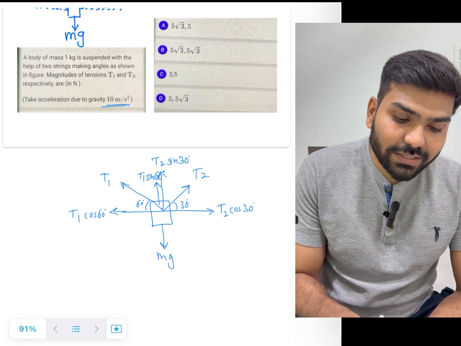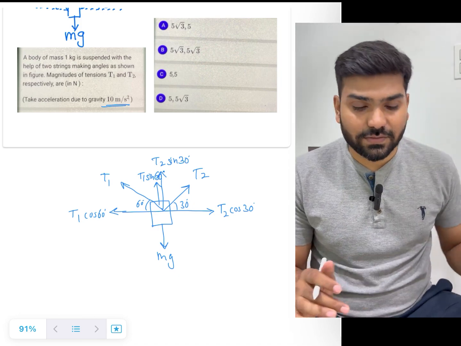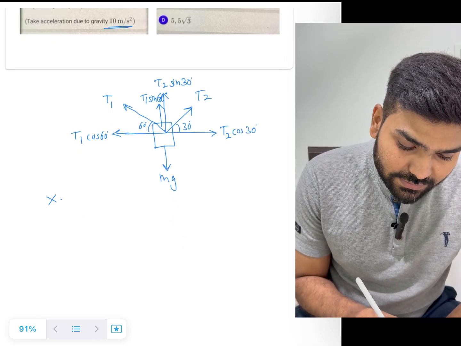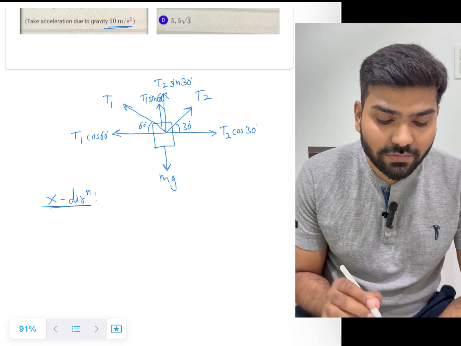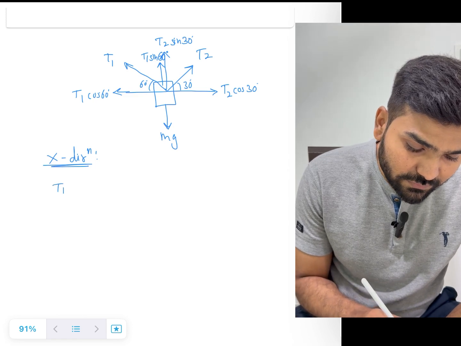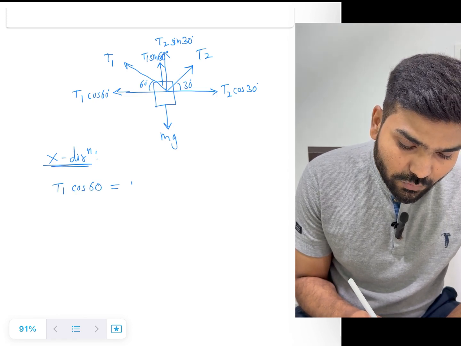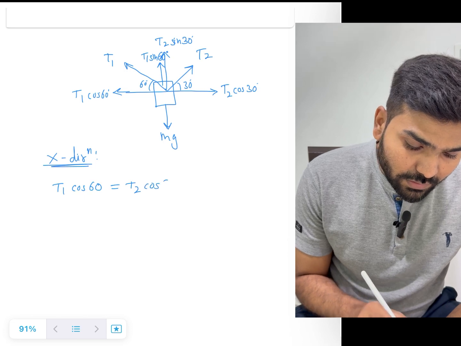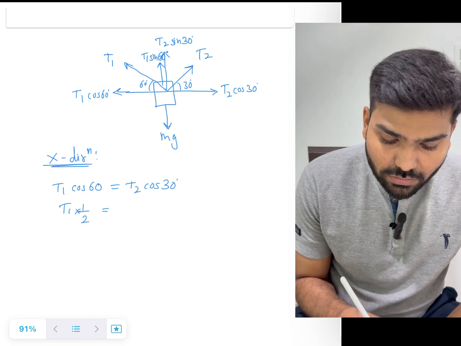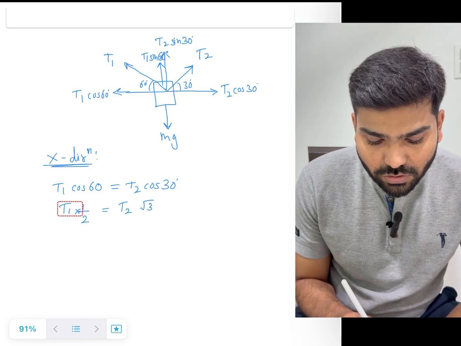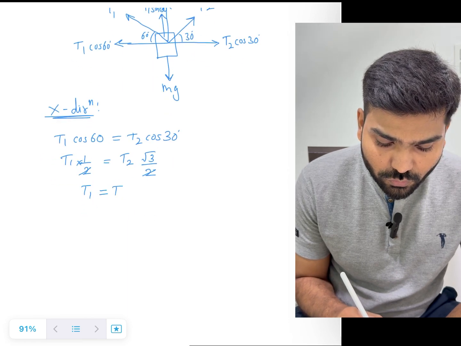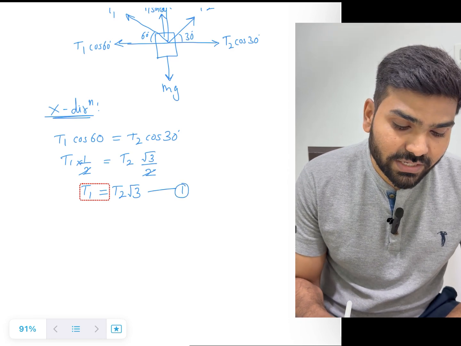Okay, so if we look at this and balance the forces, let us say balancing all the forces in the x-axis. Since this block is not moving anywhere, if we balance the horizontal forces, we get T1 cos 60 equals T2 cos 30. Now cos 60 comes out to be 1 upon 2, and cos 30 is root 3 upon 2. These two get cancelled, so T1 comes out to be T2 into root 3. This is equation number 1 that we are getting from the x-axis.